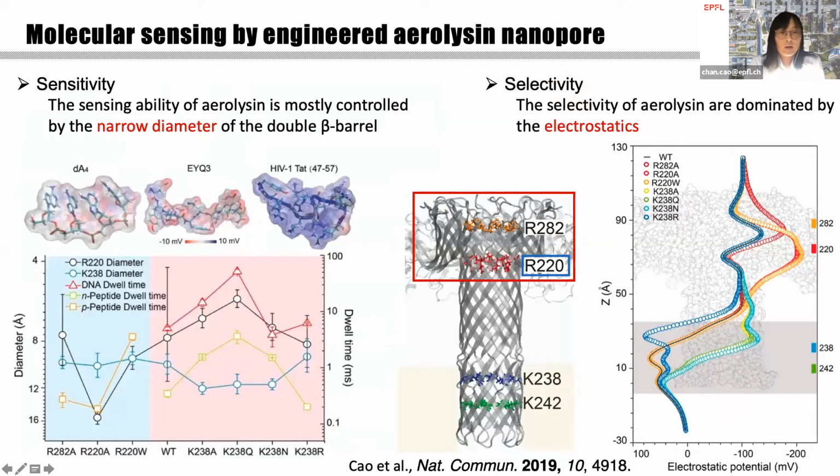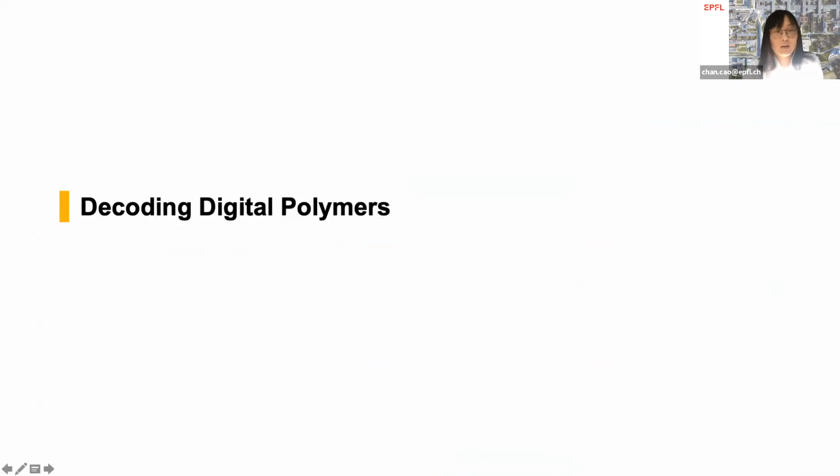If I do a quick conclusion here, we understand the sensing ability of aerolysin is mostly controlled by the narrow diameter of the top beta barrel, which is 220. And the selectivity of the pore is dominated by the electrostatics of the top region. The whole region plays a role in these selectivities. If no questions, we move to application, what we did with these engineered nanopores.